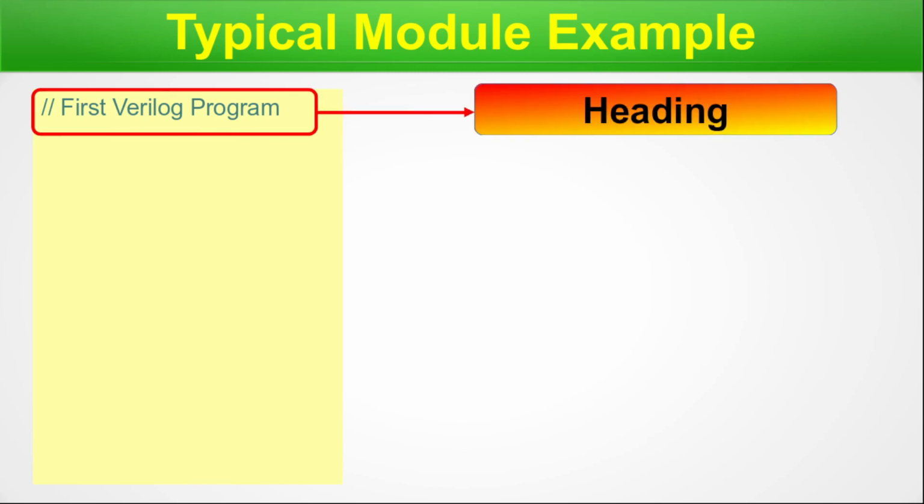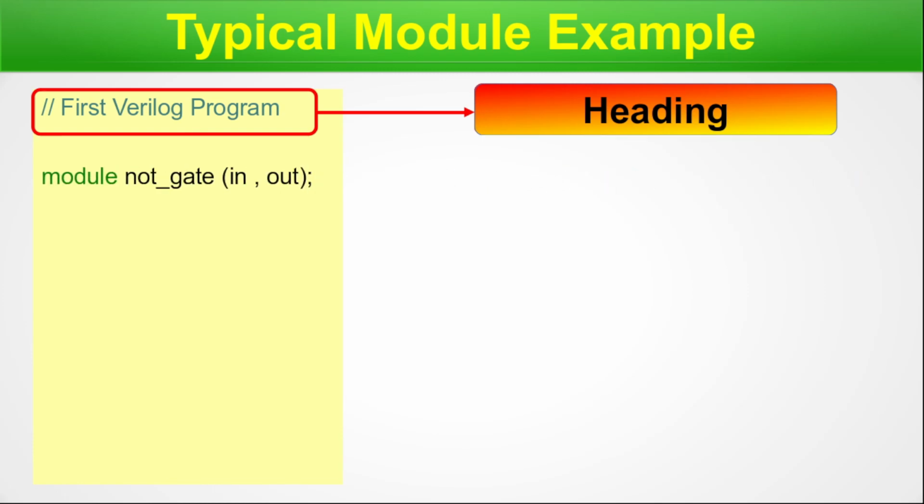This is called the heading. Generally, any code has a heading: what the code is, who the author is, and what section or division of the VLSI company is writing the code. All these things will go in the header. So here you can have a multi-line comment or multiple single line comments.